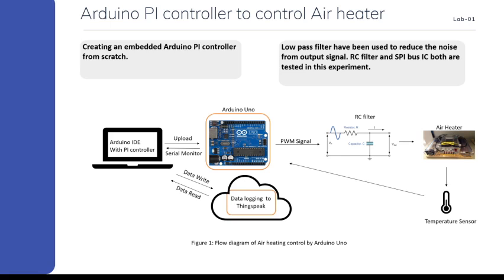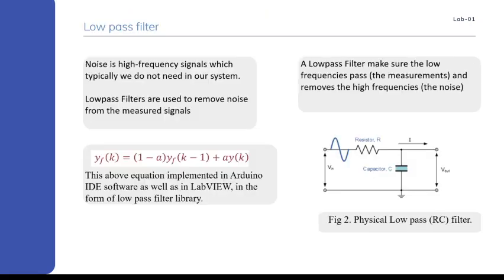To reduce this high frequency noise, we used this RC filter, in the form of a resistor and capacitor. Here is the model of the low pass filter, which is very important to reduce the noise and make the operation smooth. The noise is high frequency signals, which typically we don't need in our system. The low pass filter lets the low frequencies go into the system and removes the high frequencies. And this is the equation which I have used in my library function.